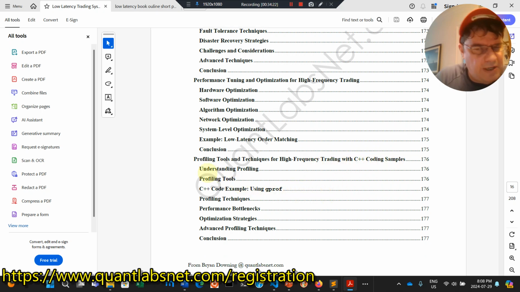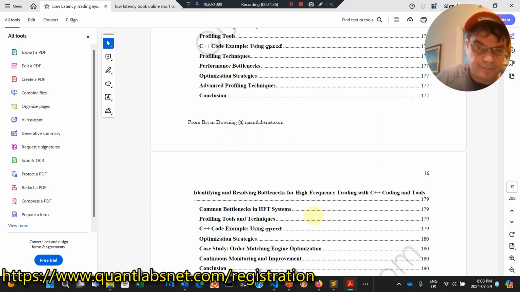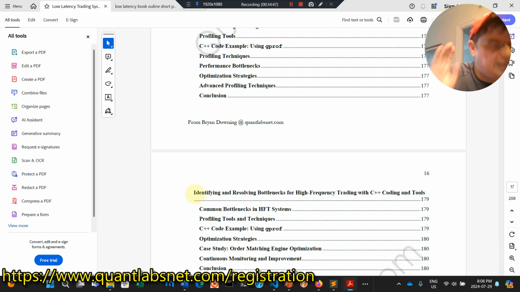So this is now more profiling and testing. Understanding what are your tools? An example using gprof. Profiling techniques, looking for the bottlenecks, optimization strategy, advanced profiling techniques. So here, if I stop here, if you were to do this on your own, it would take you so many months, maybe even years to complete. I'm not saying it's not doable, but just to give you an appreciation of what's involved.